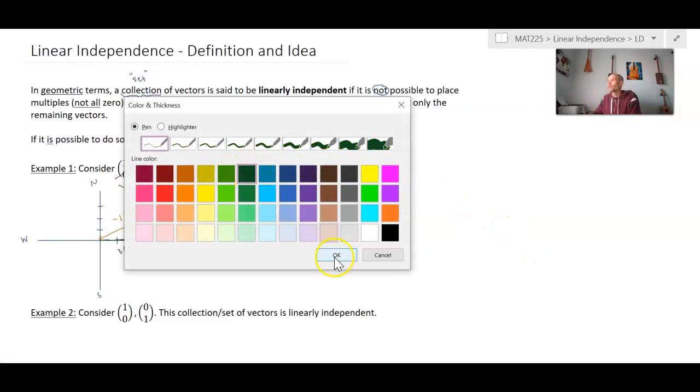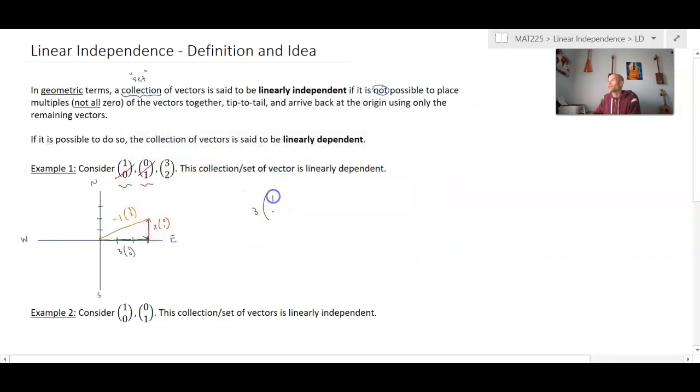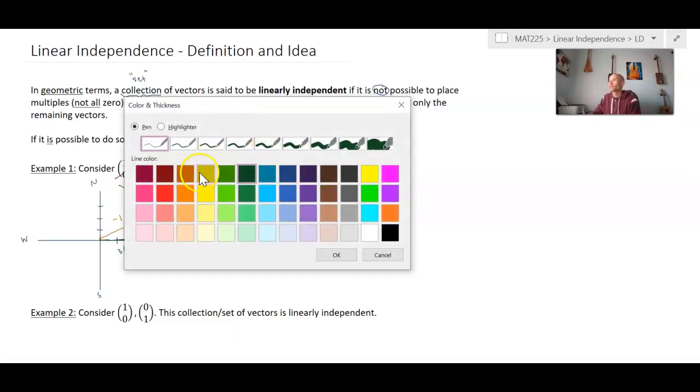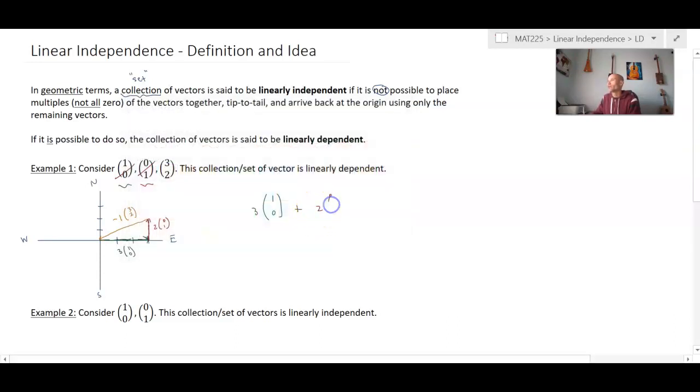We are taking 3 times 1, 0 plus 2 times 0, 1 plus, I'll write it as plus -1 times 3, 2. And where does that place me? Well, that places me back at the origin, which in vector form we'd write as 0, 0. So in this case, it is possible to place multiples, not all 0, of the vectors together, tip to tail, and arrive back at the origin using only the remaining vectors.